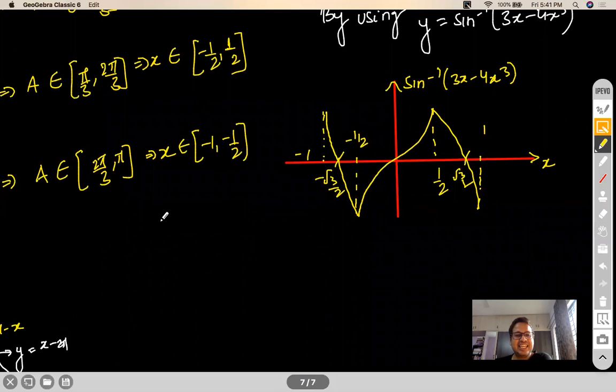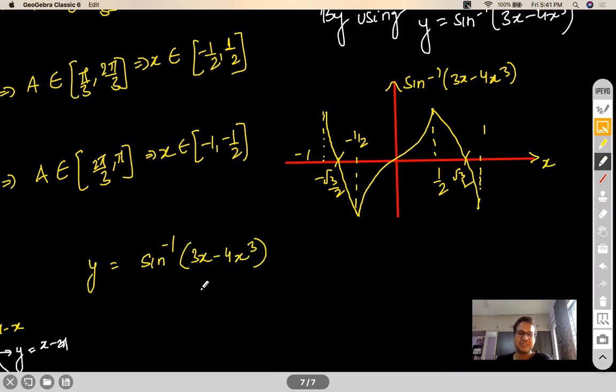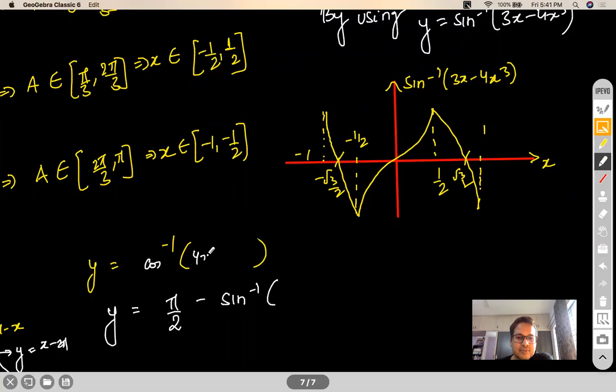Okay. See, I already know this function, sine inverse 3x minus 4x cube. Okay, let's do the following transformations on this. Number one transformation that I'm going to do is, let me start with this guy. Okay, I want to get to this graph, right? So what I'm going to do, I'm going to first write it as pi by 2 minus sine inverse of, I want this guy. So I'll first write it down like this.